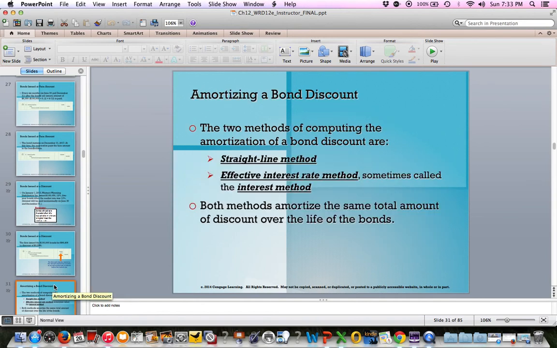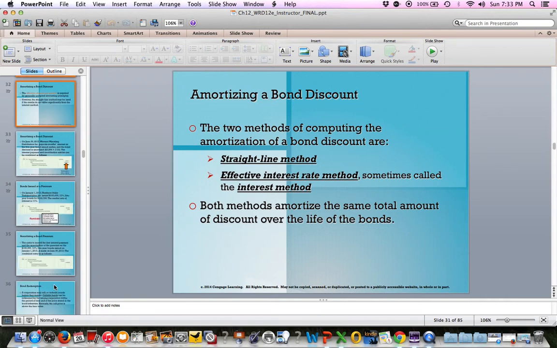So we then have to amortize that discount on notes payable over the life of the bond. We have 2 methods we can choose, the straight line method or the effective interest method. Both methods amortize the same amount over the life of the bond. It's just that each method will take a different amount per payment to get there, but in total, over the next 5 years, the full amount of the discount will be amortized away.